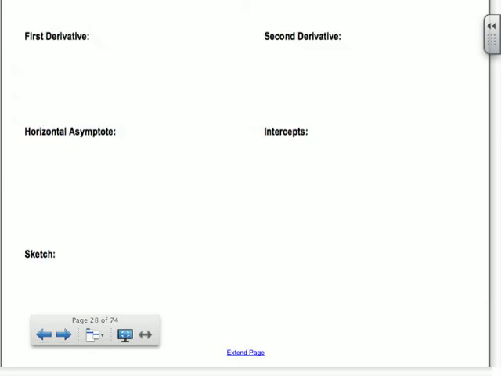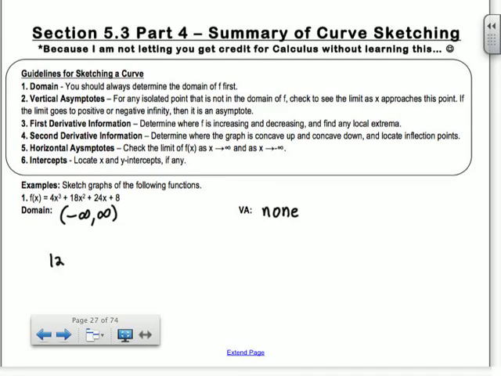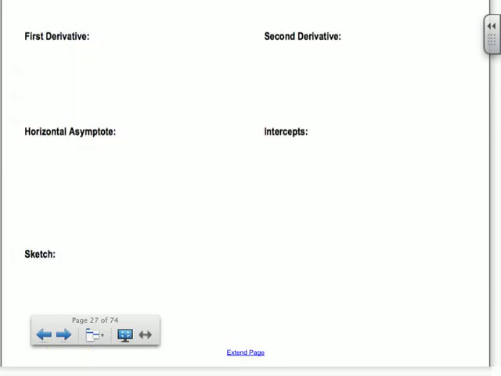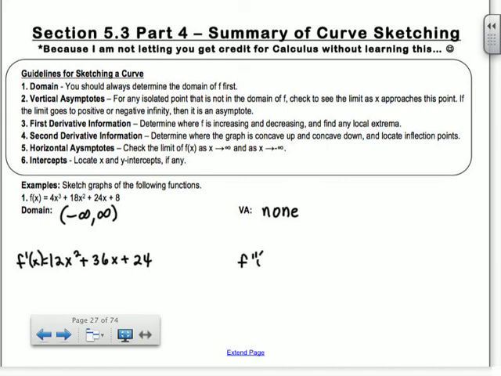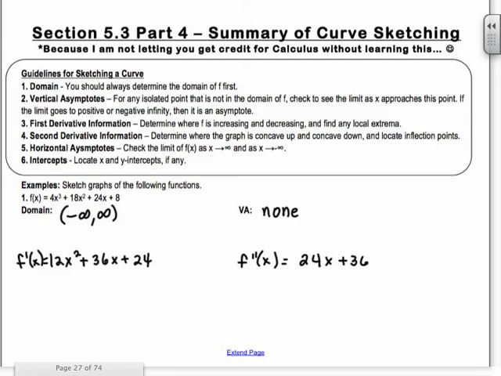First derivative. Oh man. I'm going to do it over here. So I'm going to get 12x squared plus 36x plus 24. So that's my first derivative. Second derivative. I'm going to get 24x plus 36. Let's go ahead and find when each of those are equal to 0, so we can find when it's increasing and decreasing for our graph.